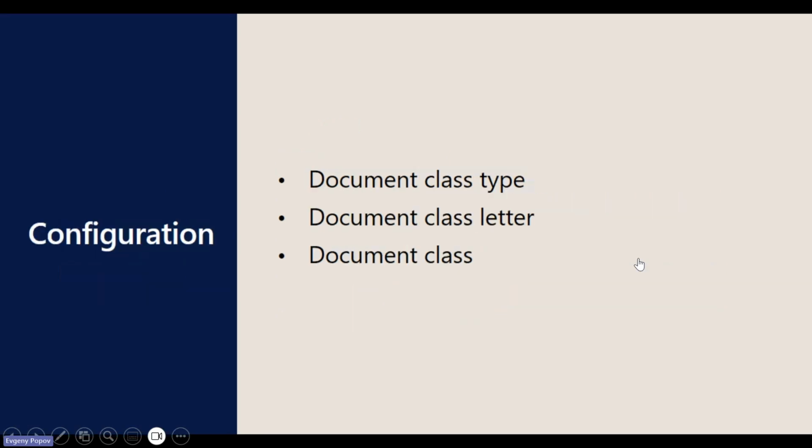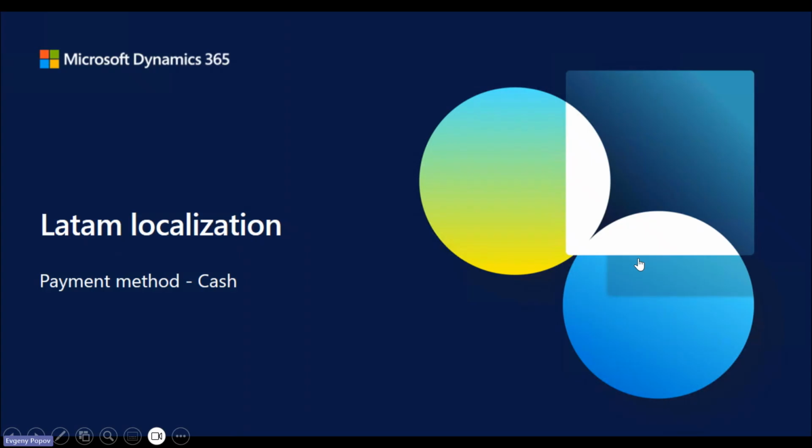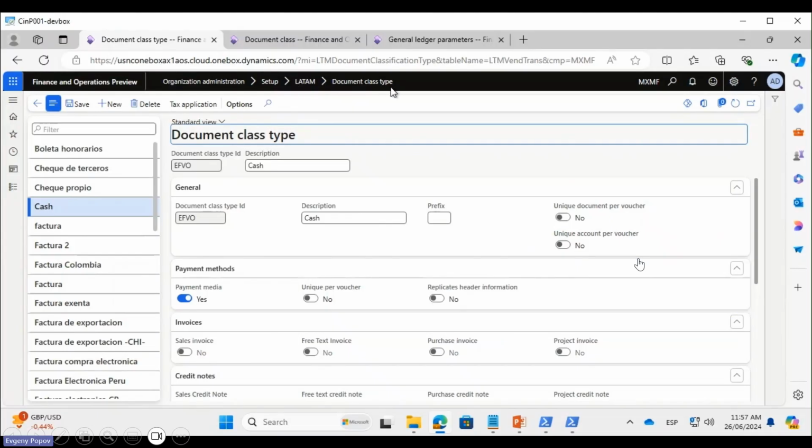To get started, we need to create the payment methods, and we will use these LATAM forms. Cache configuration. In document class type form, create a new type. In payment method tab, select yes.